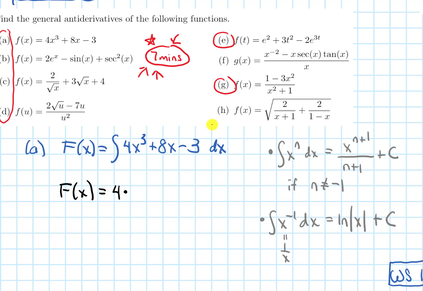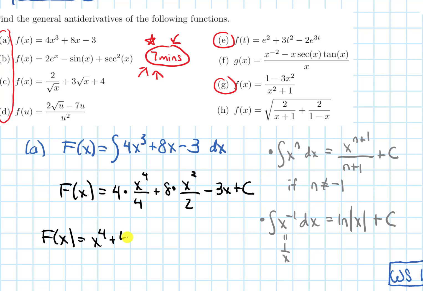Okay, so using the reverse power rule on x to the third, we will get x to the fourth, and then divide by the new power of the 4. Also doing it on 8x, we'll get 8 times, add 1 to the power to get x squared, and then divide by the new power, divide by 2. And then, what's the antiderivative of 3? Well, it would be 3x. So I get a minus 3x. Got to put a plus c. And if I simplify, I get capital F of x equals x to the 4 plus 4x squared minus 3x plus c. And that is our antiderivative.